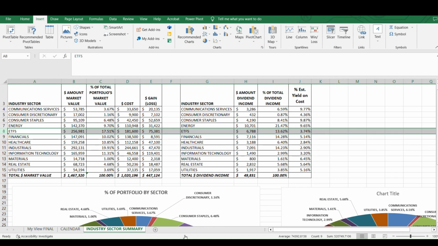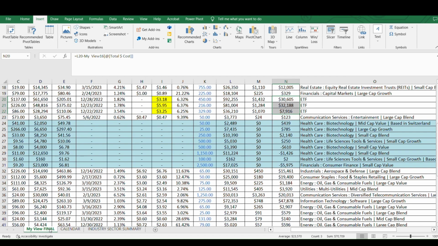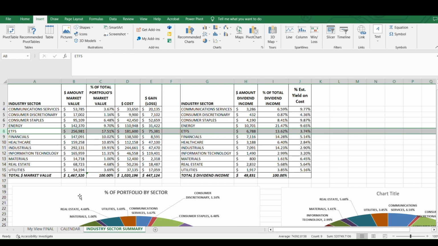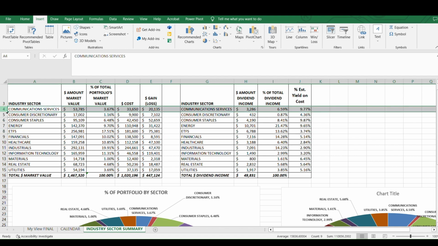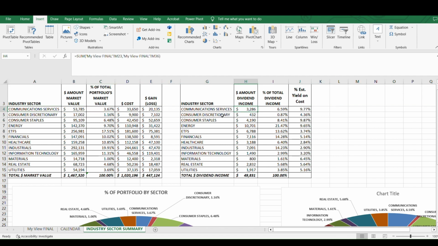We go down to the holdings level. We bring it up here at the industry sector level. We can track the portfolio value, the gain and the loss. And then we're also looking at the same line items, but we're looking at it from an income dimension. So communications, he's making about $3,300 in dividend income. Okay, not bad. He's making quite a bit more in his energy stocks.